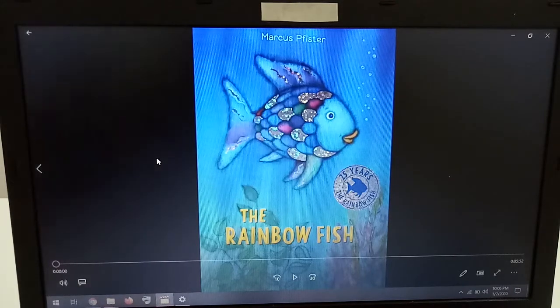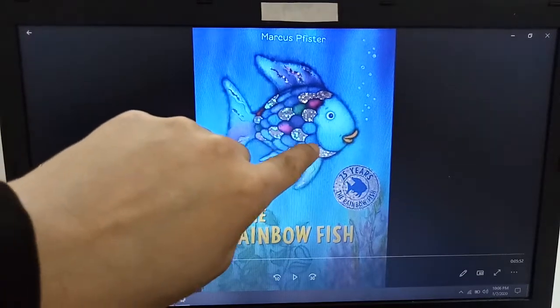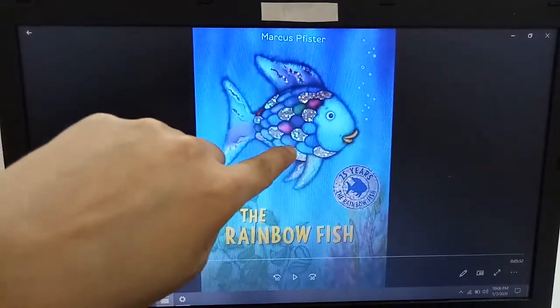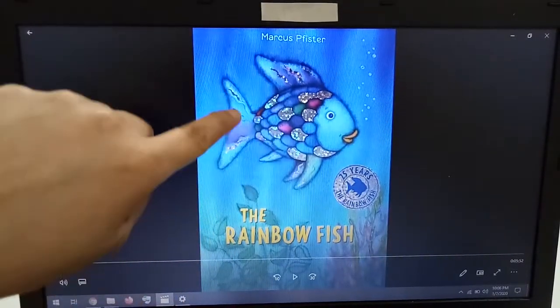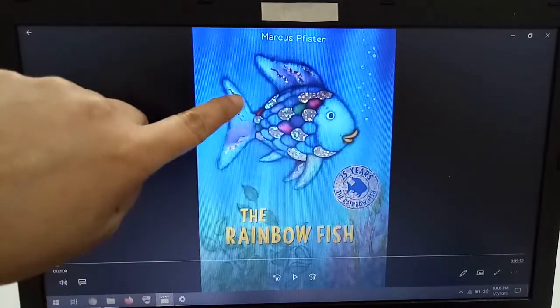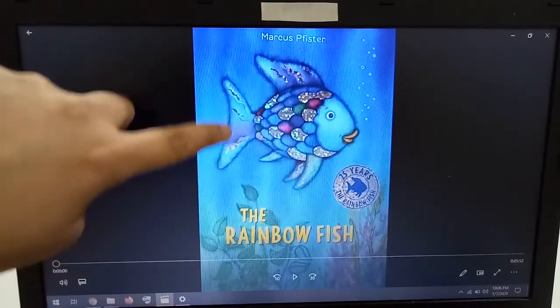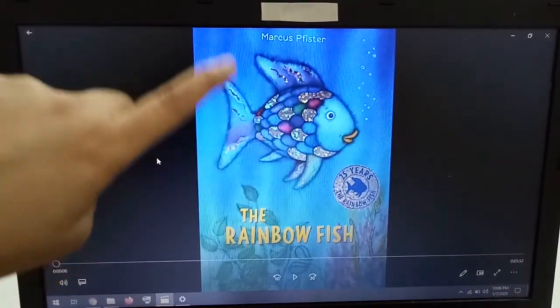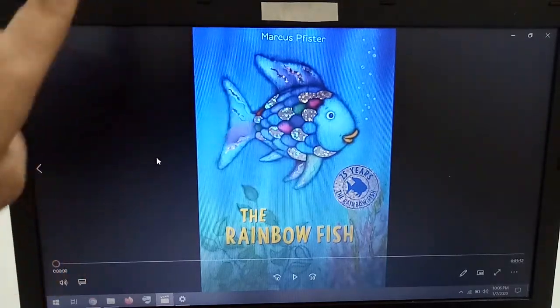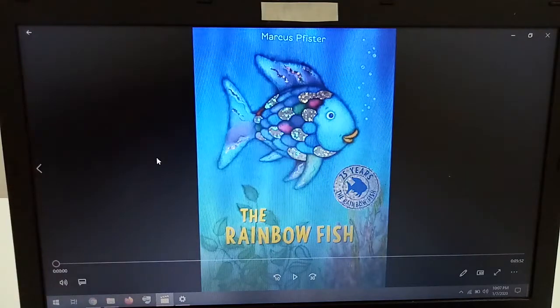Alright, so this part here, we call this one scales, okay? These are the scales of the fish. How about this one? Do you know what part of this one? This is the... Good, that's the tail. Because fish don't have legs, but they have tail. Because they don't need legs in the water, they need their tail for them to swim.